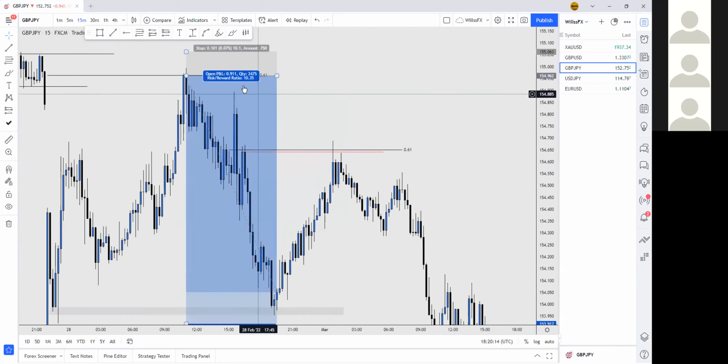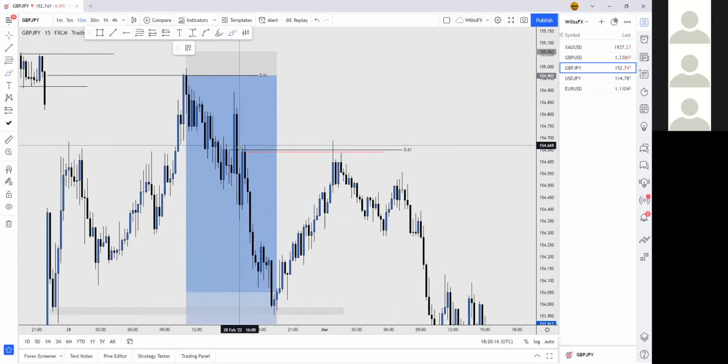So if we zoom in, you can see that we've got the tweezer top or double top sort of candle here. We've got the fib, and then look, you've got another entry.